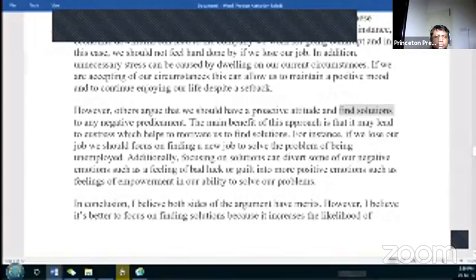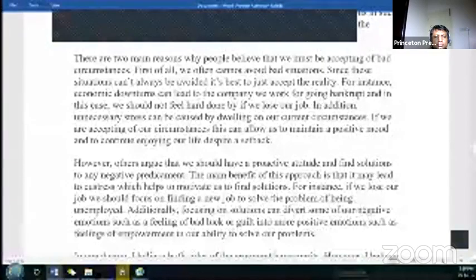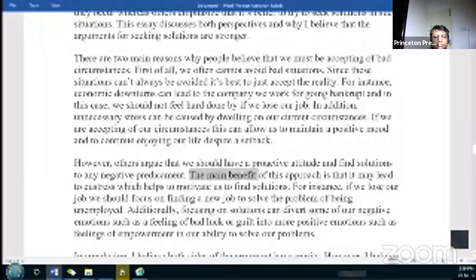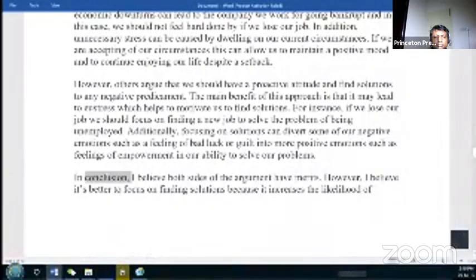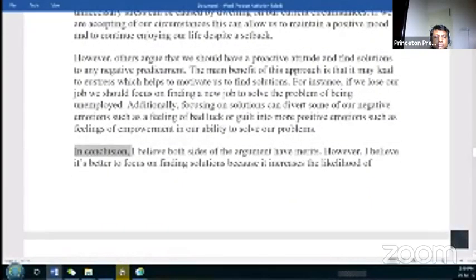Okay, up here I had first of all, I don't repeat that, instead I say the main benefit, and then here we had in addition, here we've got additionally, okay, signal the start of the conclusion, in conclusion, alright, both sides have merits, and then the use of however to suggest that there's some contrast, my opinion about which one's better.